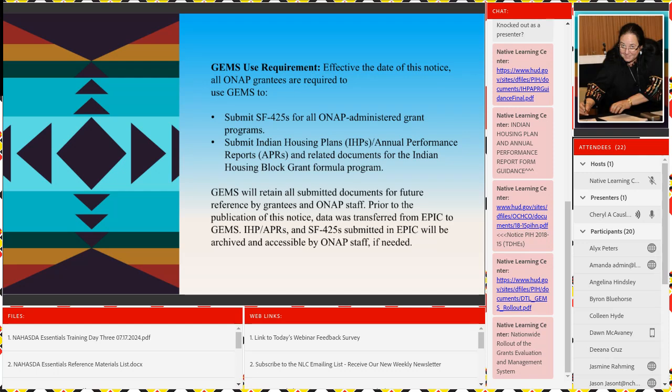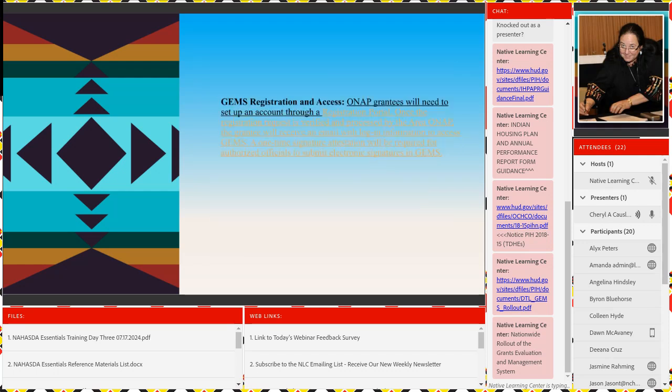So you submit those Indian Housing Plans, those annual performance reports, and related documents for the Indian Housing Block Grant formula. GIMS will retain all the submitted documents for future reference by grantees and ONAP staff. Prior to the publication of this notice, data was transferred from EPIC to GIMS. Okay, so IHPs, APRs, and 425s submitted in EPIC are archived and accessible by ONAP staff if needed.